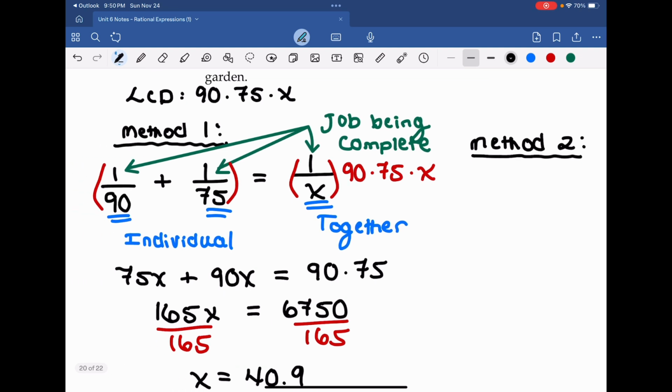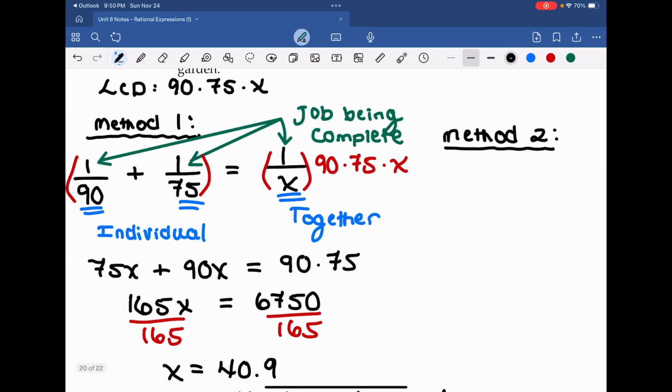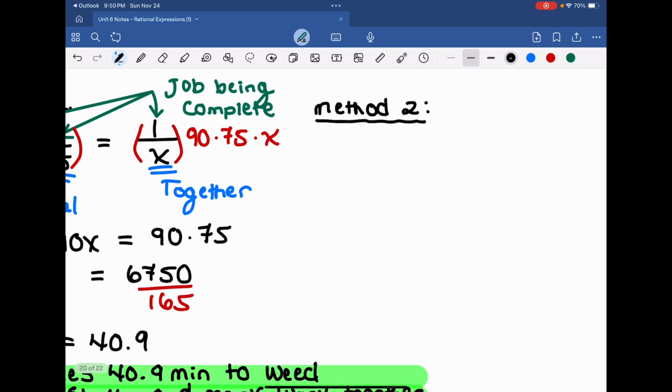Here's how we're going to consider method 2. Instead of thinking about it as a job complete over an individual rate equals the together collective rate, what we can do is create a ratio of times, as a together over individual, which will allow us to complete one job. How do we do that? Well, I can rewrite this as the following: X, the time that they could complete the job together, divided by the 90 minutes that it takes Mark, plus X divided by the 75 minutes it takes for Shelby to complete individually, equals one whole job being completed.